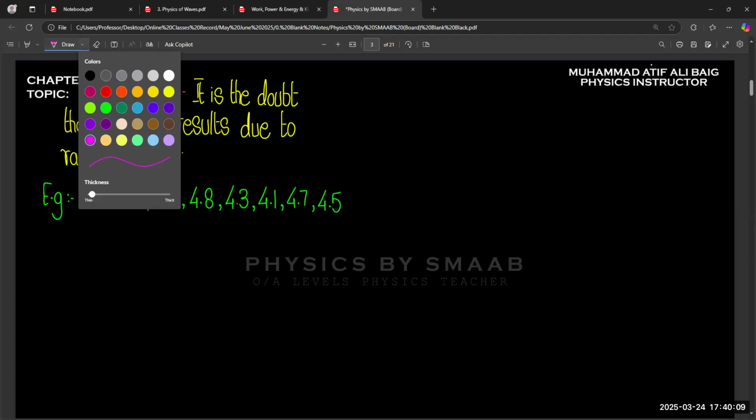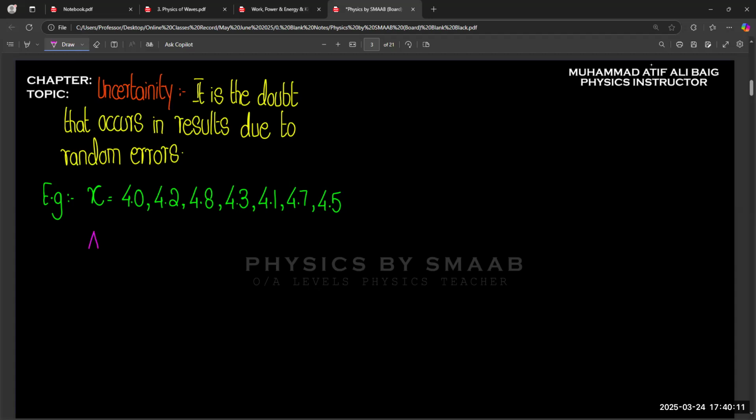So for this type of data set, what we do, we take the greatest value, subtract the smallest value, and divide by 2. So we got the answer plus minus 0.4. Plus minus 0.4 means we are uncertain.